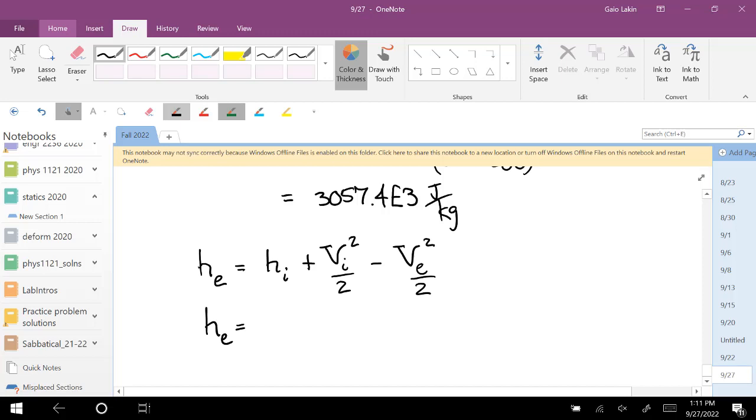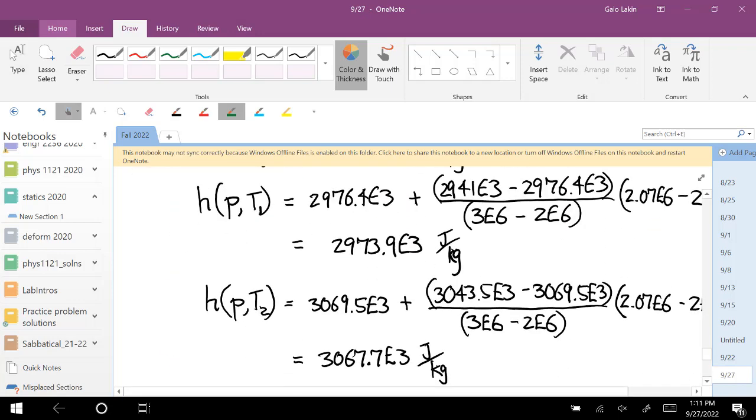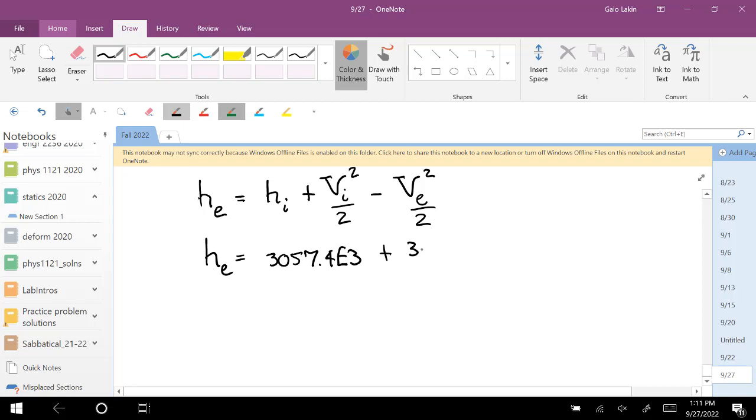And so that is 3057.4 times 10 to the third plus 30.5 squared over 2 minus 548.6 squared over 2, and you get an answer of about 2.91 times 10 to the third joules per kilogram.